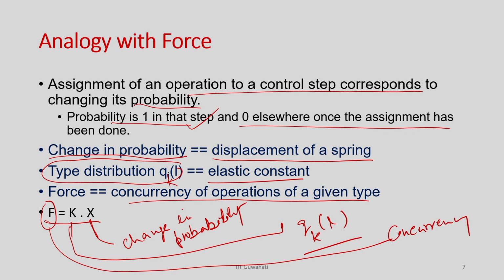right. So, in scheduling, the constant F is the concurrency, the number of operations that can be executed in parallel in a timestamp, right. So, that is my F. K is the type distribution. Type distribution is basically the kind of operations, at max, what maximum concurrency can be achieved in a timestamp, and that is what we have calculated. And this X is the displacement in a mechanical context, and here it is the change in probability because of scheduling an operation in a particular timestamp. Okay. So, this we have understood.